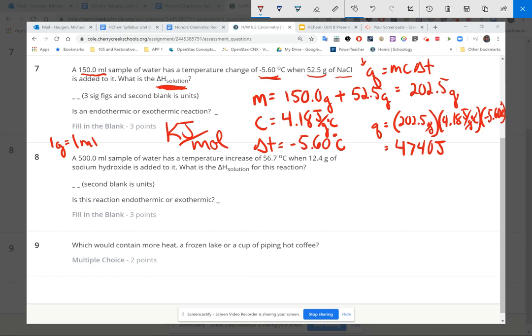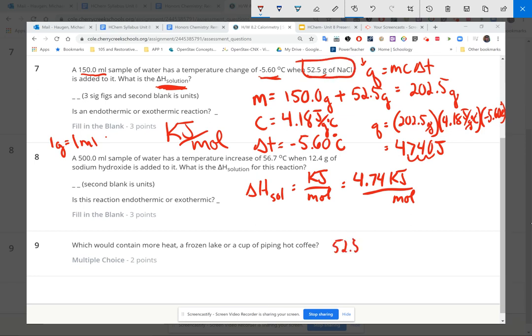So we're in joules. We need kilojoules per mole. So delta H solution, kilojoules per mole. So we need to make this 1, 2, 3. We divide by 1,000. There's 1,000 joules in 1 kilojoule. So 4.74 kilojoules per. And where do we get the moles from? We get the moles from sodium chloride. So 52.5 grams NaCl, grams of NaCl into moles of NaCl. Number 1 mole, 58 grams. And you can do the work. We find that, plug it in here, and you're going to end up with the kilojoules per mole.